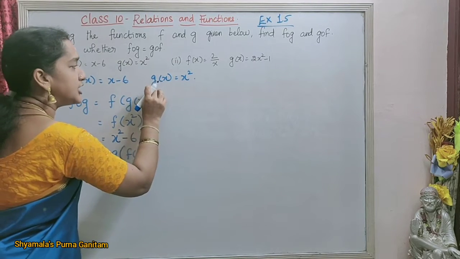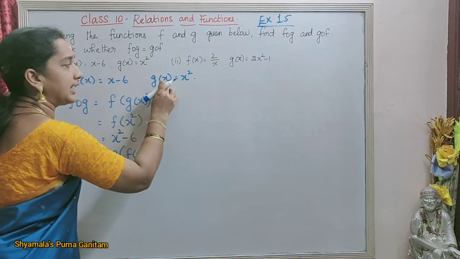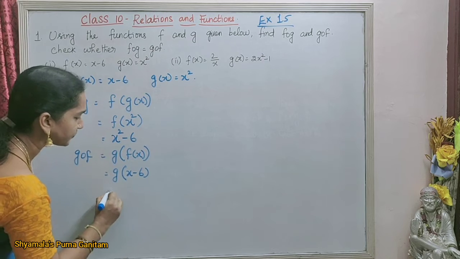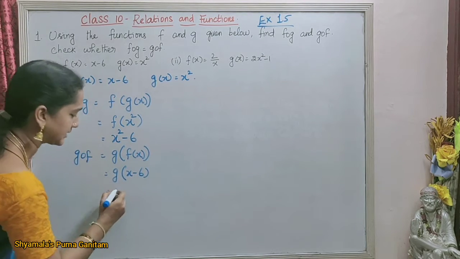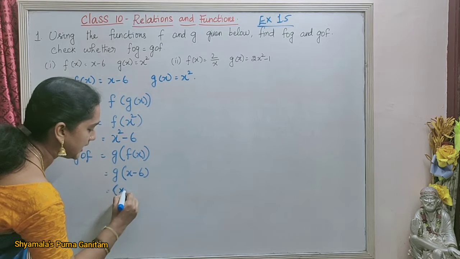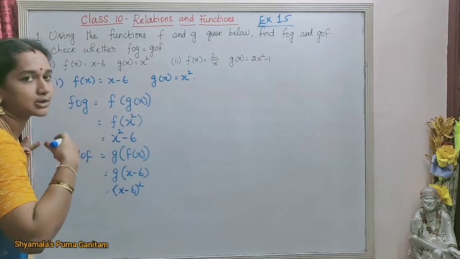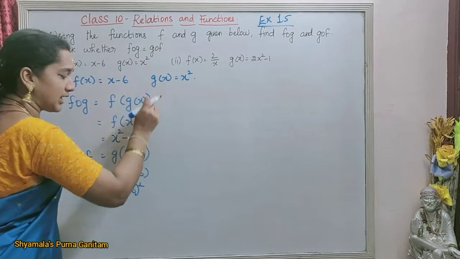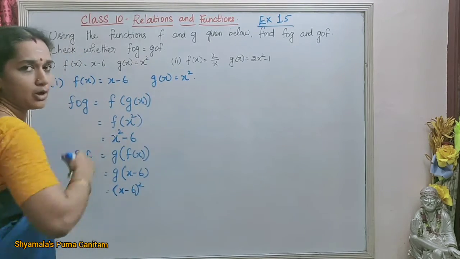So g of x is given as x square. So wherever x is there in g of x, it is x square. So here we have x, instead of x we are having x minus 6. So we have to write this as x minus 6 the whole square. If we are having x, that is x square. g of x is x square. So instead of x we are having x minus 6. So that will be x minus 6 the whole square.